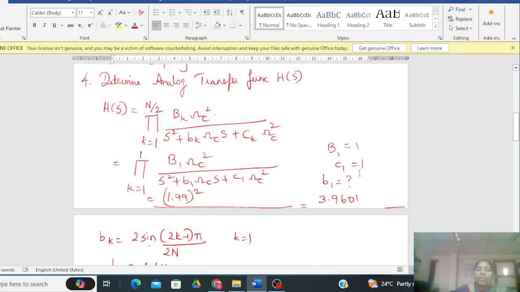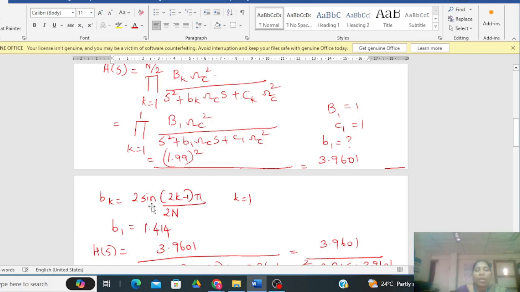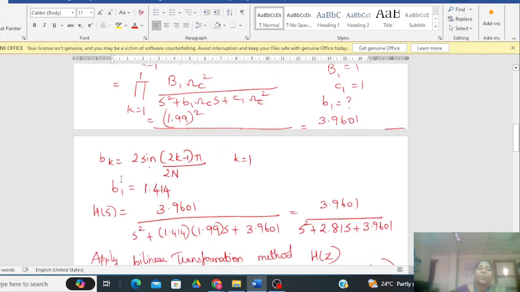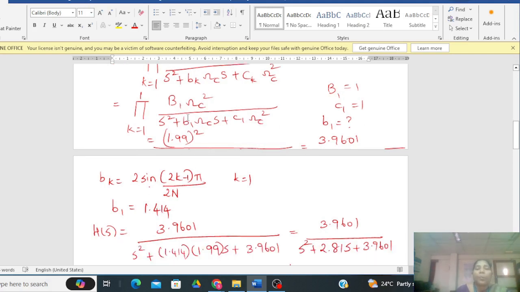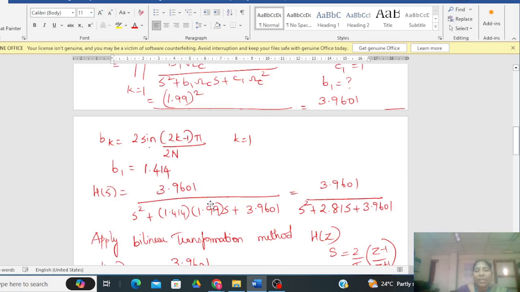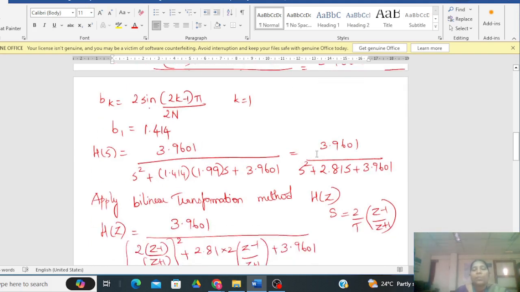So in that B1 equal to 1, C1 equal to 1, and for small b1 we have the formula. To find out small b1 the formula is 2 into sin((2k−1)π/2n). So if you substitute the value of k as 1 and n equal to 2, we will be getting b1 as 1.414. Now in this equation we have the value for B1 as 1, C1 equal to 1, small b1 is 1.414, and Ωc is 1.99. After substituting all these values, we will be getting the simplified transfer function as 3.9601 divided by s² plus 2.81s plus 3.9601.